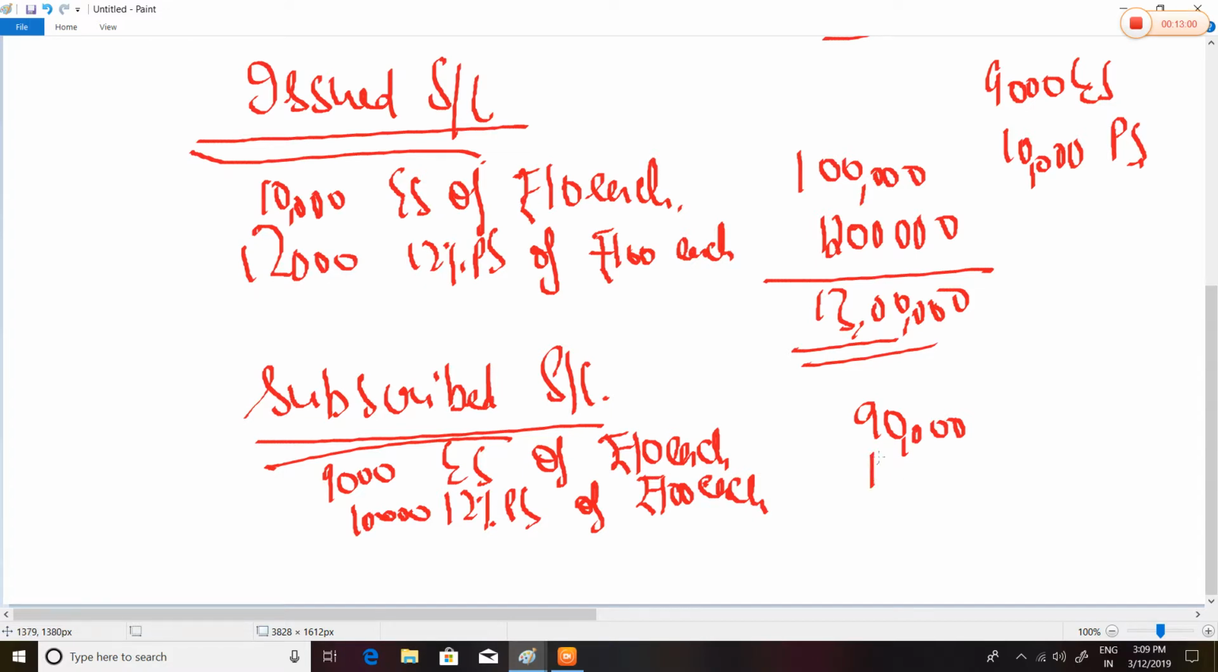Amount 1,20,000. Sorry, it's 1 lakh. 1 lakh or 10 lakh? 10 lakhs. Okay, 10 lakh 90,000.